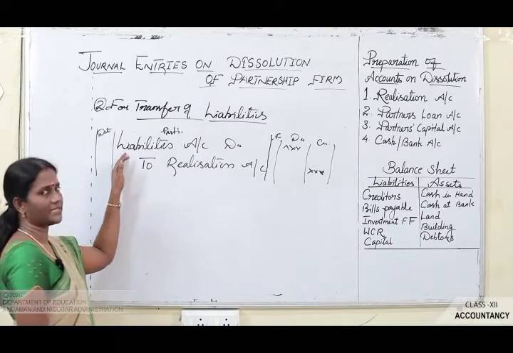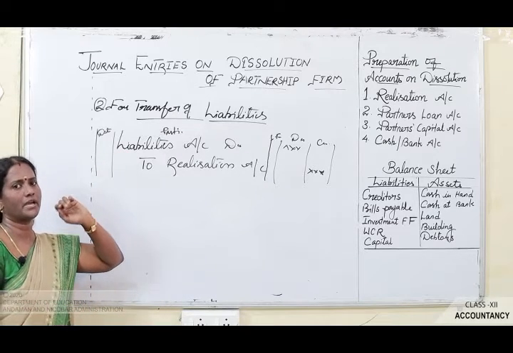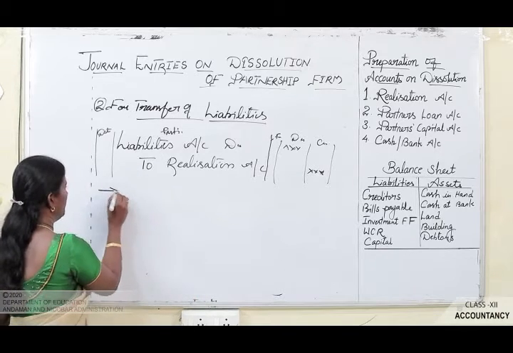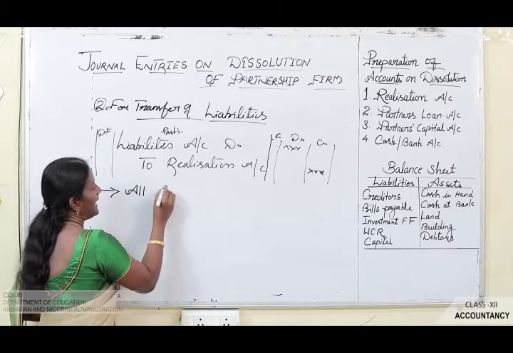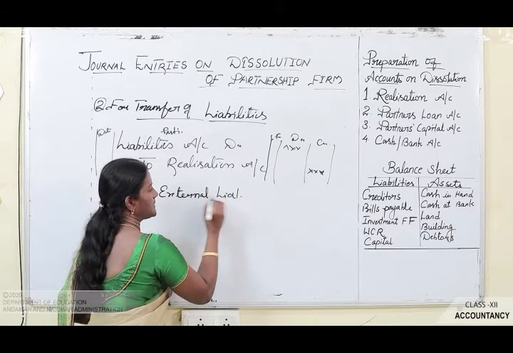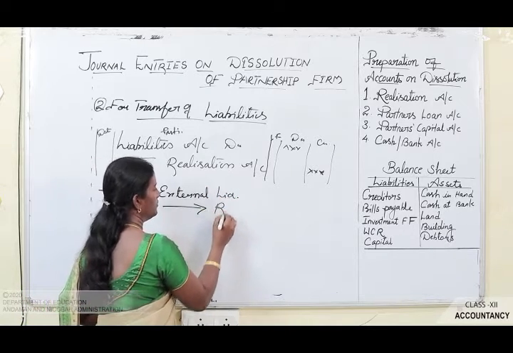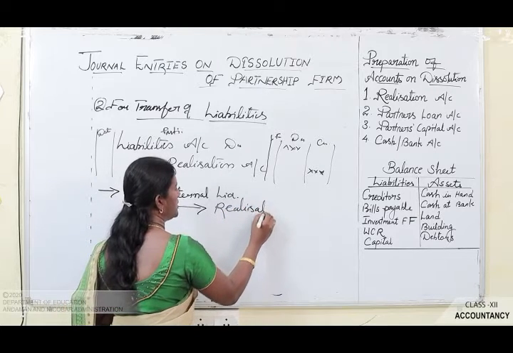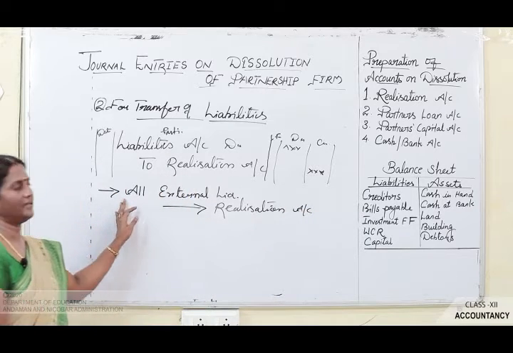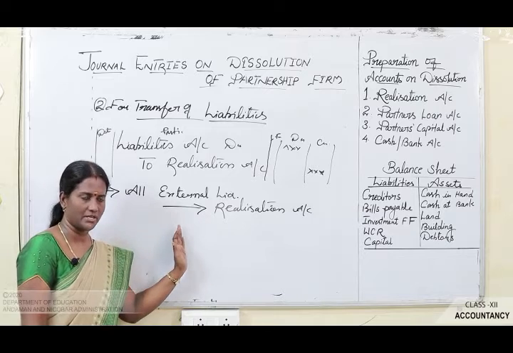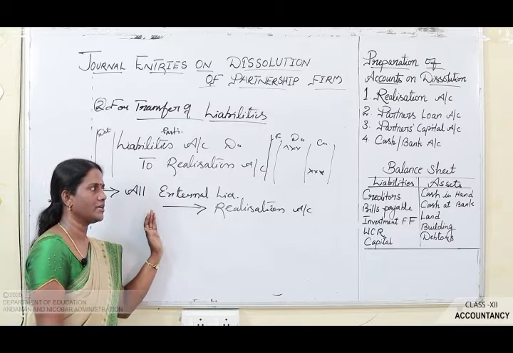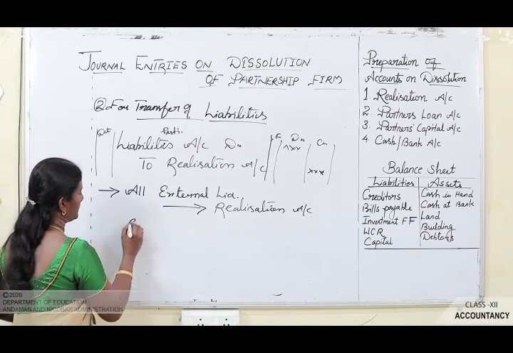Whether all the liabilities will be transferred to the realization account? No. Here also we are not going to transfer all liabilities to the realization account. So what we are going to do? All external liabilities will be transferred to realization account. All external liabilities will be transferred to realization account. That means what? There are some liabilities which cannot be transferred to realization credit side.